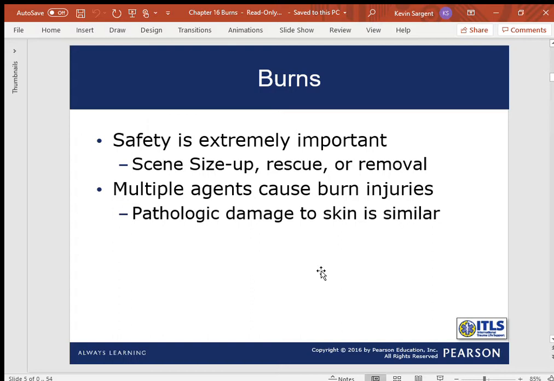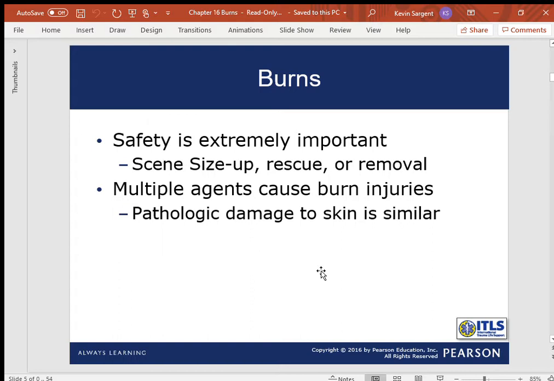Is the person needing to be rescued? Even though we see it on TV, you should never run inside of a burning building to rescue someone without appropriate attire. You may become the next victim. So we want to make sure that we're safe, and want to make sure that patients are being rescued by people who are trained to do the rescue.